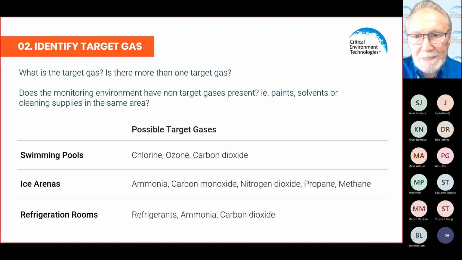Identifying the target gases. Knowing the application, knowing whether or not it's an ice arena, knowing whether or not it's a chiller room, knowing whether or not it's a logistics center, knowing whether or not it's a greenhouse application where they're going to be deploying CO2 to feed the plants, knowing whether or not it's a car park, an underground parking garage. Knowing that application, you know pretty much the target gases you're going to be looking for.